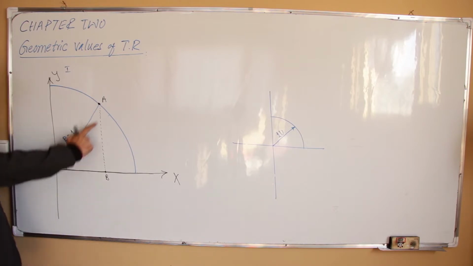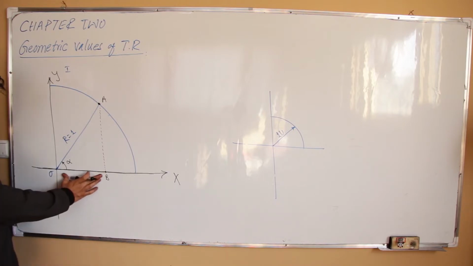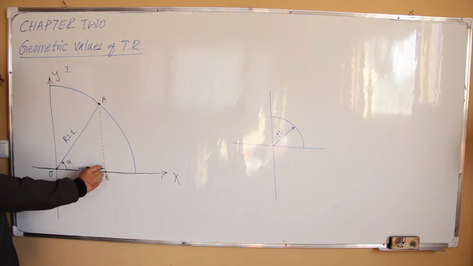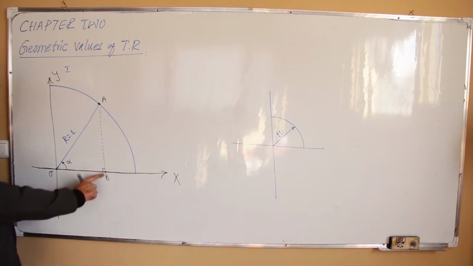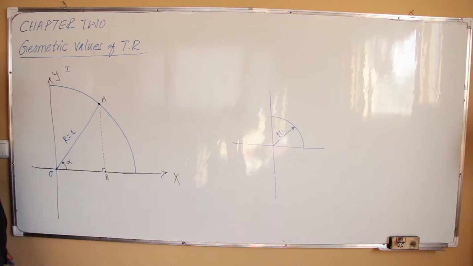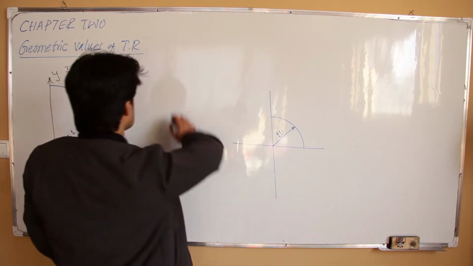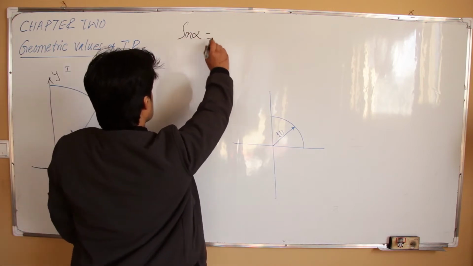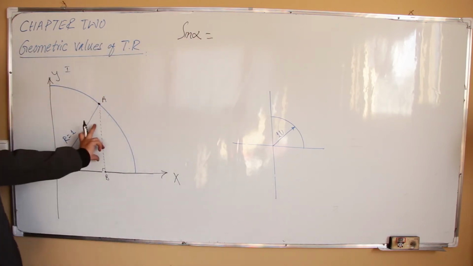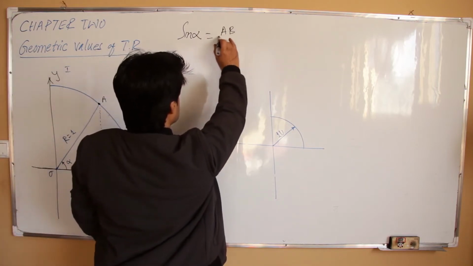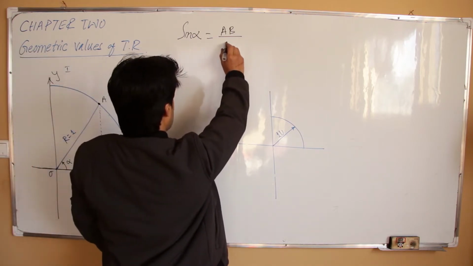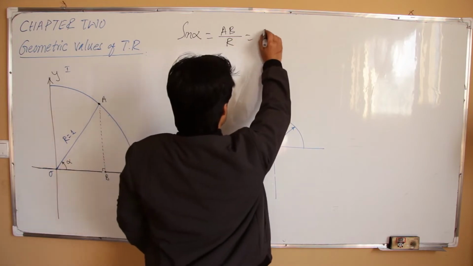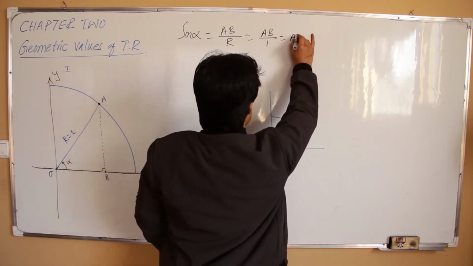For this alpha, AB is the opposite, OB is our adjacent, and this is our hypotenuse. Why? Because it is in front of the 90 degree angle. Now, I will define here sine of alpha. What is sine of alpha? It is opposite, which is AB, divided by hypotenuse, which is R, and R is 1. AB divided by 1 is AB.